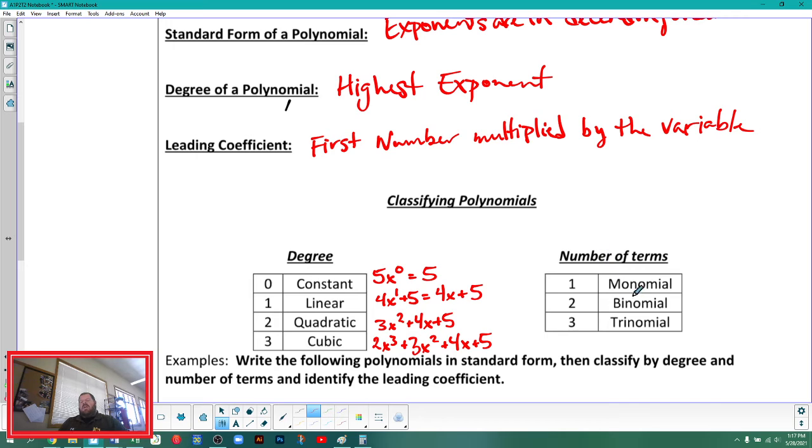All right? And then based on number of terms, if it has one term, like this one does, it's not the only type that can only have one term. Any of these different degrees could have one term. We call it a monomial, as in 1 for mono and nomial from polynomial, meaning term. If it has 2 terms, binomial, like a bicycle, it's got 2 wheels. Binomial has 2 terms. Trinomial, tricycle has 3 wheels. Trinomial has 3 terms.